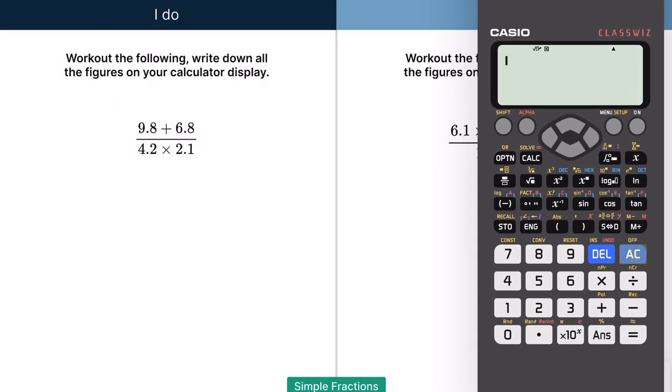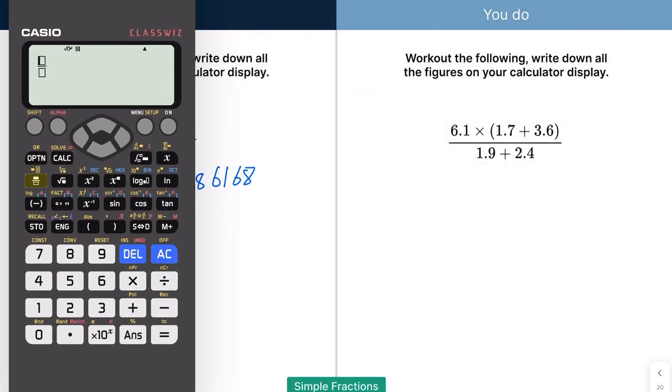So we're now looking at fractions. So the first thing I'm going to do is press the fraction button. Once you press the fraction button, you're going to type in 9.8 plus 6.8. And we are going to divide that by 4.2 times 2.1. And SD to convert that, so that is going to be 1.882086168. And if I now clear that, and go to this side.